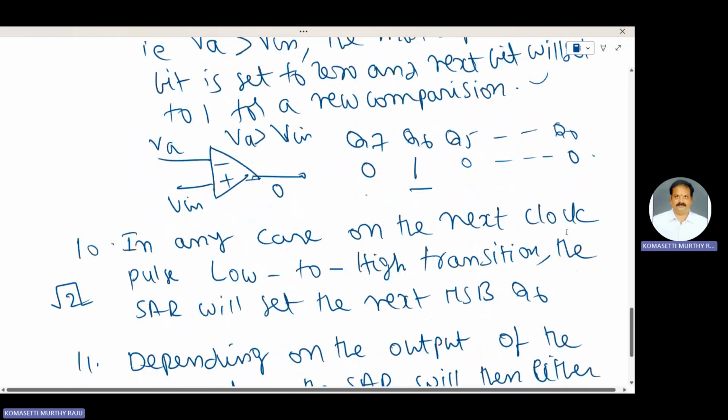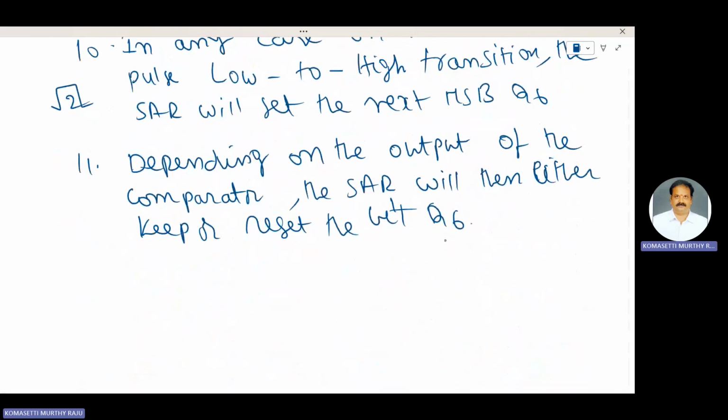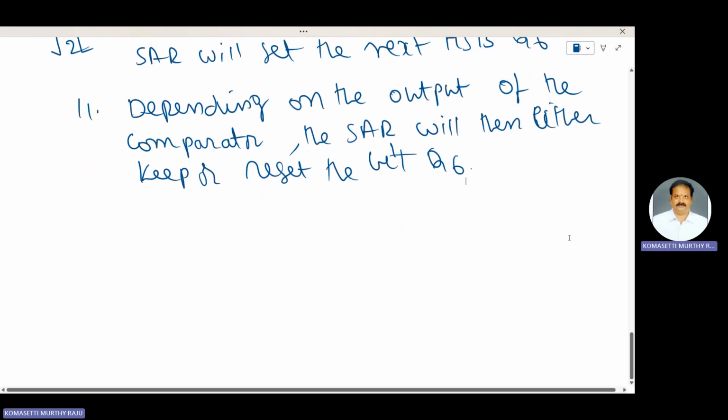Again, conversion starts from Q6 to Q7 is completed. For that Q7, the next bit is Q6. For the next conversion, Q6 is the MSB. The next bit is Q5, like that. In that fashion, I have to cover all the bits. This process is continuous until the SAR tries all the bits.